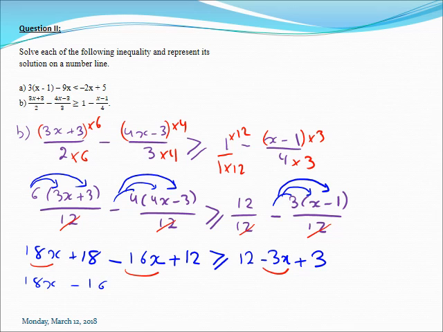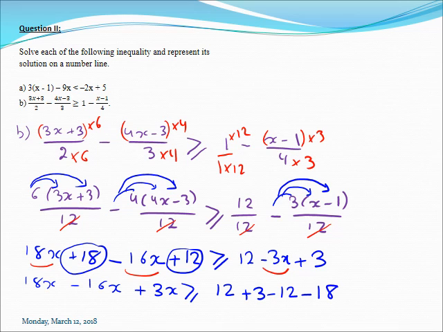18x minus 16x plus 3x greater than or equal 12 plus 3 plus 12 plus 18 becomes minus 12 minus 18. So 18 minus 16, 2 plus 3, 5. 5x greater than or equal 12 plus 3, 12 minus 12, 0. 3 minus 18, minus 15. Then x greater than or equal minus 15 over 5. So x greater than or equal minus 3.